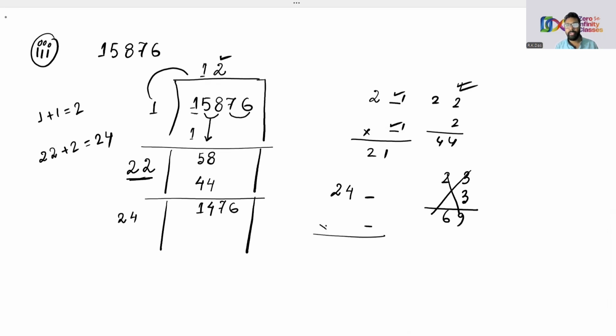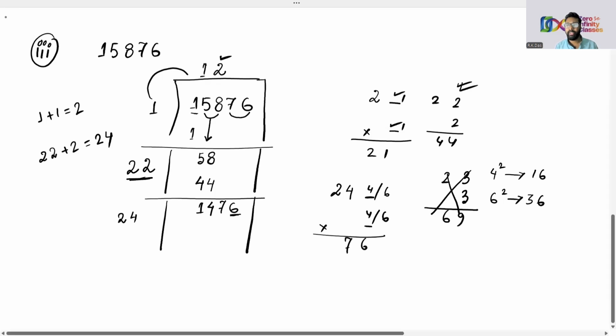We have to take the same number in such a way so that we will get 1476. Since the last digit is 6, and we know that 4 square is 16 and 6 square is 36, it could be 4 or it could be 6. So first check with 4. 4 4s are 16, 1 in hand. 4 4s are 16 and 1, 17, 1 in hand. 4 2s are 8 and 1, 9.